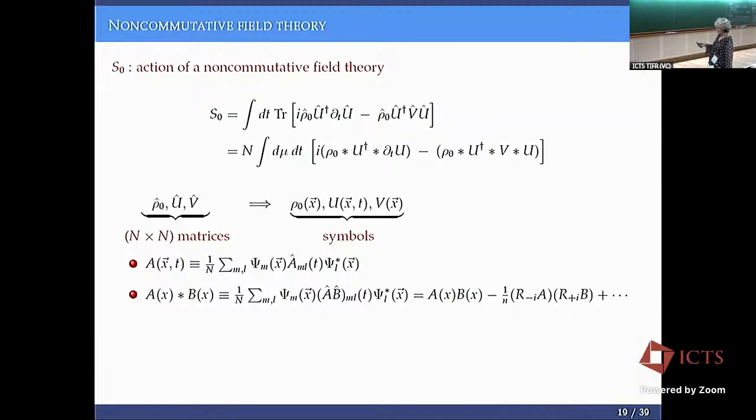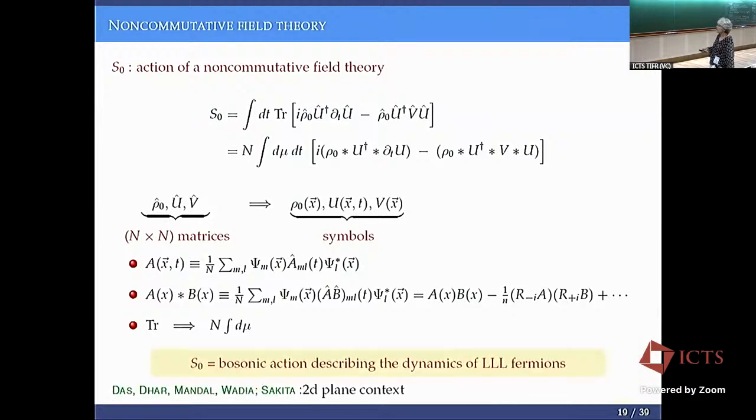So if I expand, it's essentially a non-local field theory. There are many, many derivatives, stuff like that. And then the trace is replaced by n, which is the degeneracy, the dimension of the Hilbert space, times the integrated volume element of the space I work on. So I go from a completely universal matrix action to something that lives on CP^k, but is a non-commutative field theory. Okay, so I claim that this action describes the dynamics of the lowest Landau level.